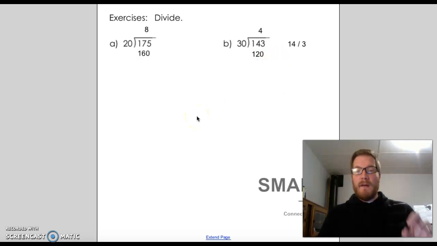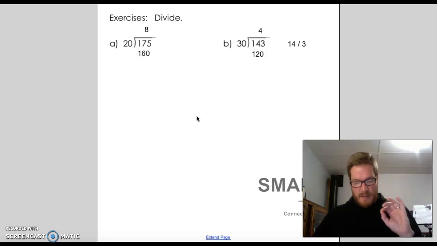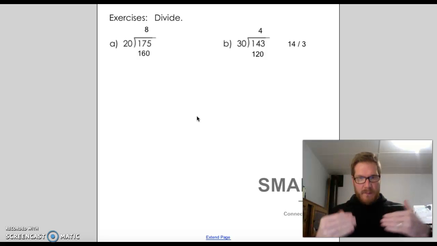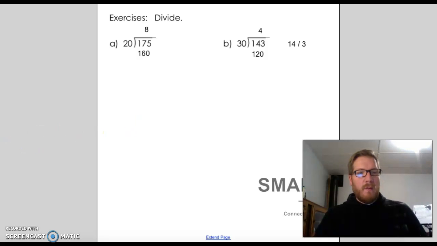So at this point, you can pause the video and do the first 3 questions on page 41 in your workbook. And then you can click unpause. So we're going to move on.